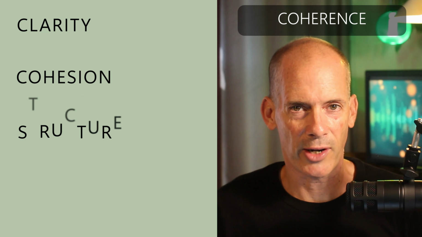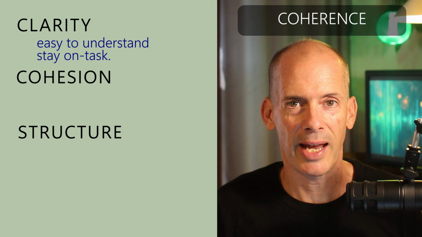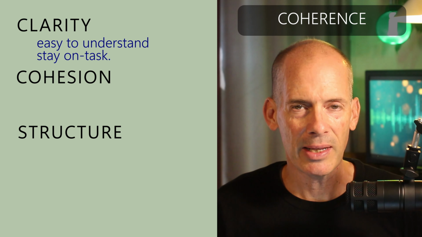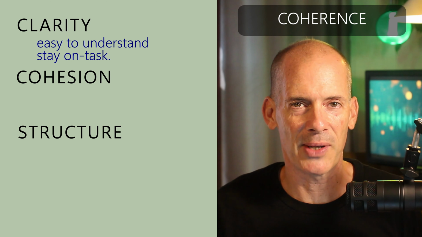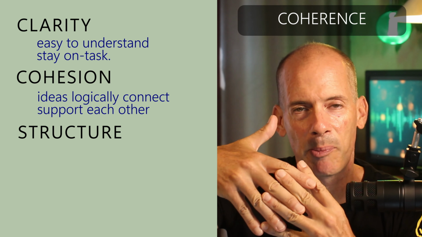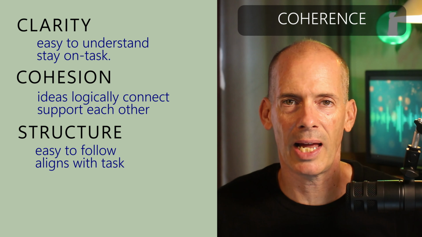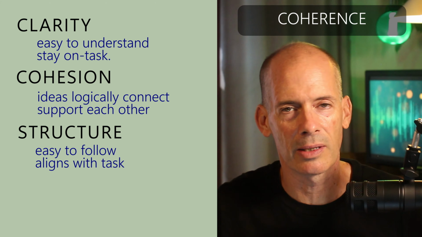Coherence is about clarity, cohesion, and structure. Let's break that down. Clarity means that you're easy to understand and you're staying on task. Can somebody that's reading this understand what I'm talking about? Cohesion means that your ideas logically connect and support each other. And structure means that it's easy to follow and your response aligns with the task requirements.